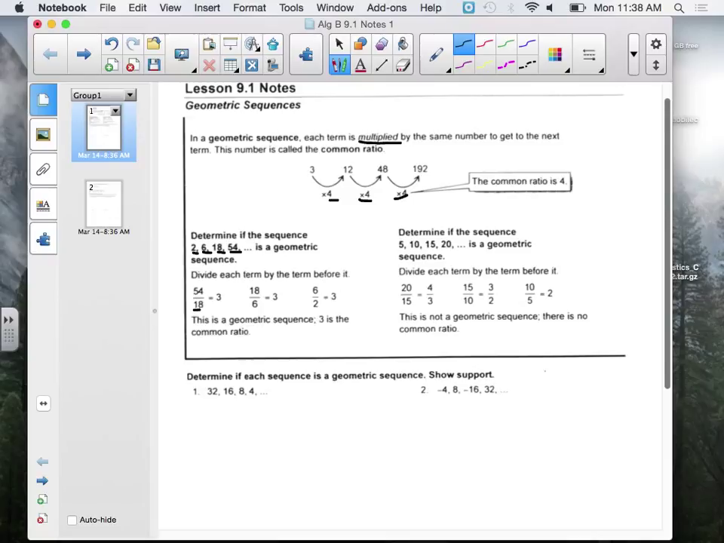So there's kind of a pattern here, isn't there? Each term, when it's divided by its previous one, gives us an answer of 3, right? So that's what the common ratio for this sequence of numbers would be. The common ratio is 3.